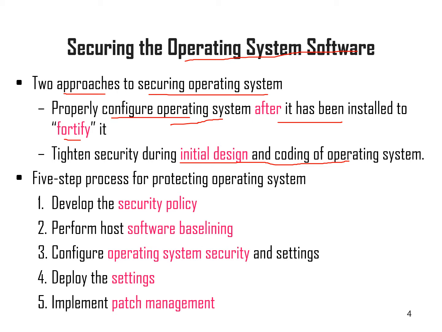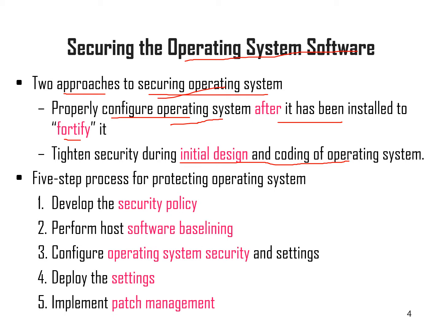The first approach is after the operating system has been designed and installed in your system, you can do some configurations that will help to secure it. The second approach is during the initial design, during the coding of that operating system itself, you have to tighten the security in such a way that the code will be secure after deploying that operating system. So those are the two different approaches used for securing operating systems.